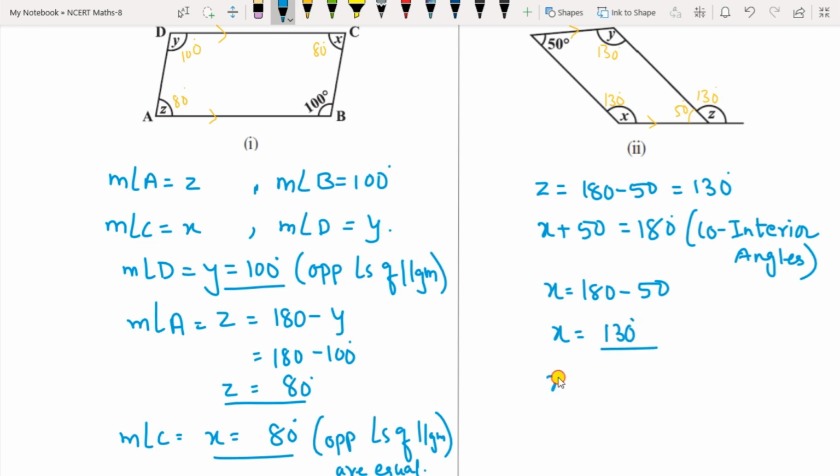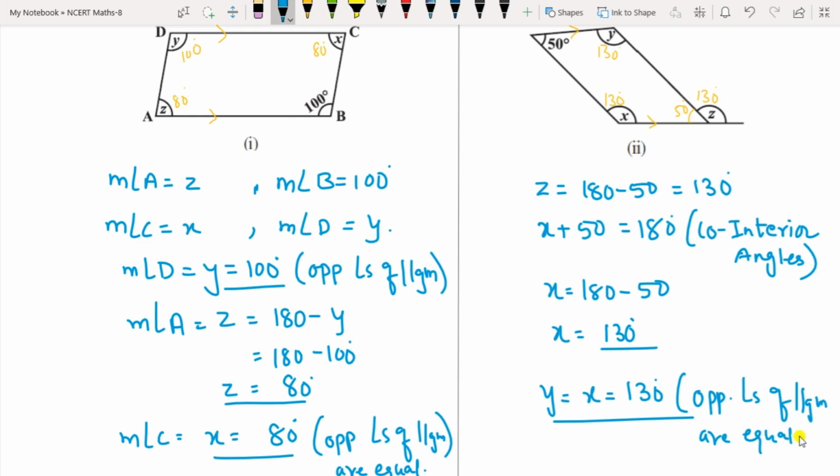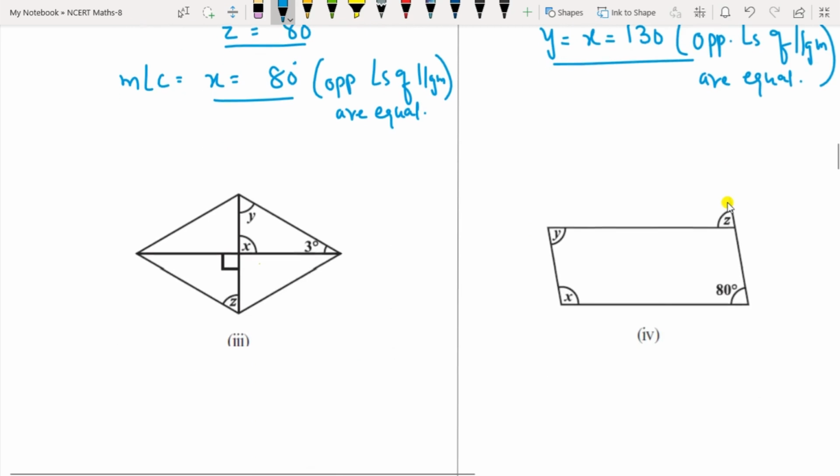Okay, then y equal to x equal to 130. The reason is opposite angles of a parallelogram are equal. Okay, this way you have to solve, and z equal to 130. So you got all the three unknown variables.